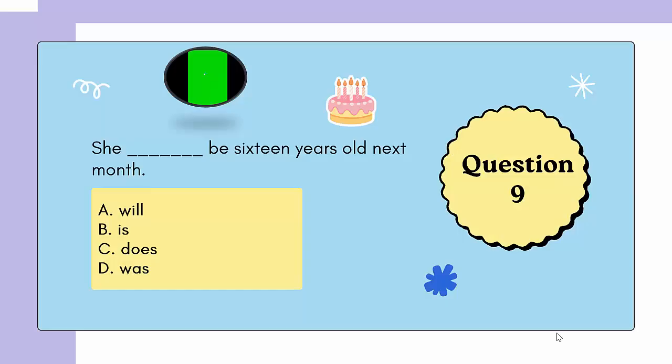Question number 9. She blank 16 years old next month. A. Will. B. Is. C. Does. D. Was.